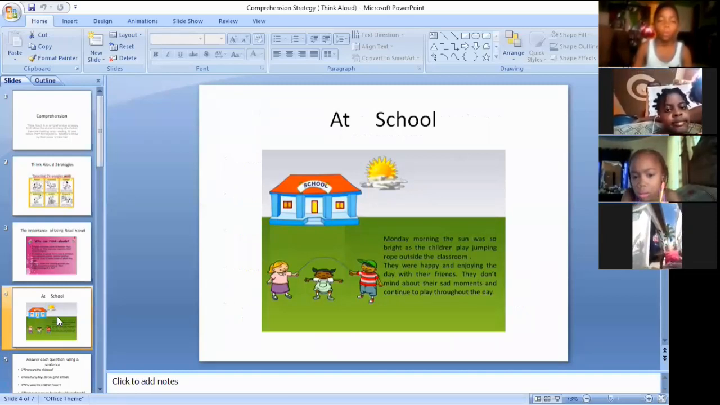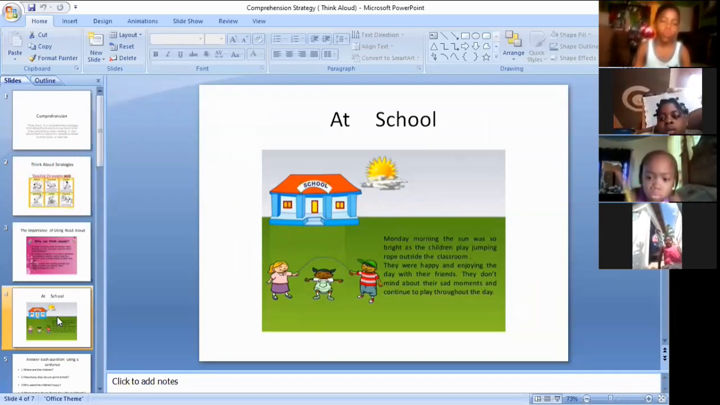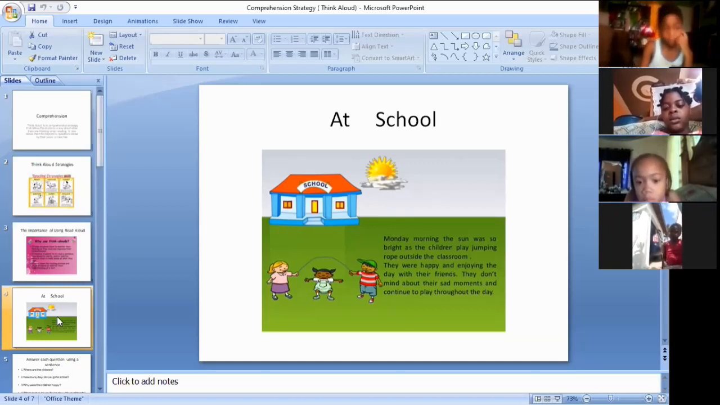We look at the weather. We look at the day of the week it was. We look at how many days we go to school when it is normal school time. And they said the children were jumping rope, and we asked at what time of the day would they be doing this? Somebody said during the break period. And they were happy, enjoying themselves. They didn't mind about their sad moments. They were happy because they were playing with their friends. And they continued to play throughout the day.